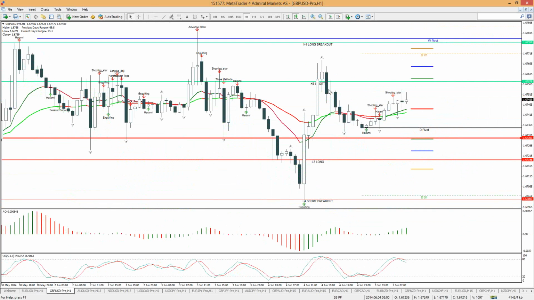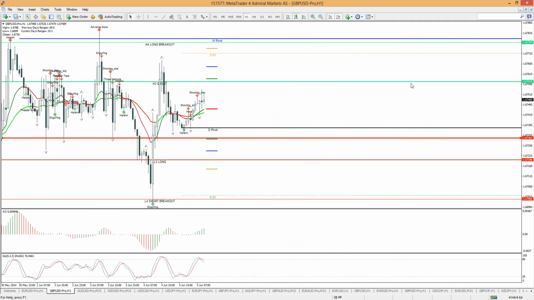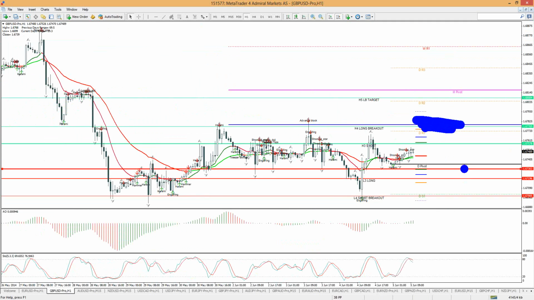Pound dollar, I would like the same: to see a rejection here at resistance. That would be neat. But we could see upside until that level and then downside from that level. I like the euro yen and pound yen a bit more at the moment.